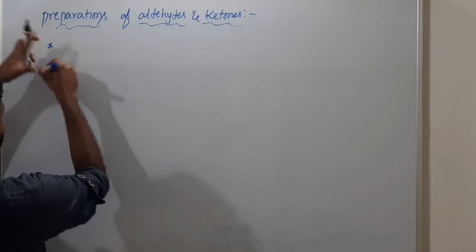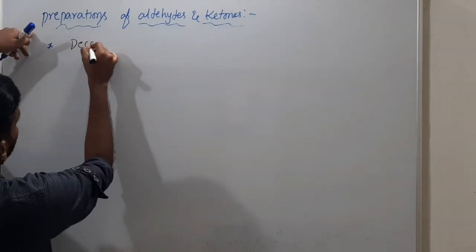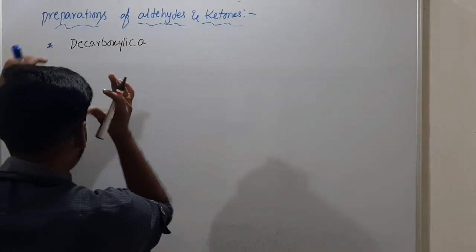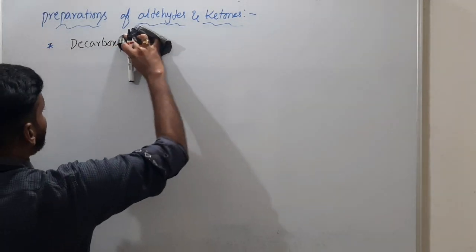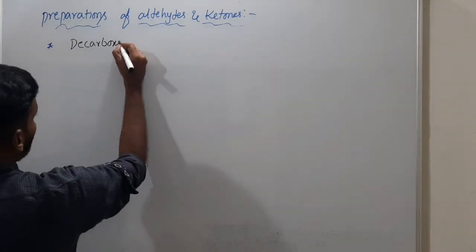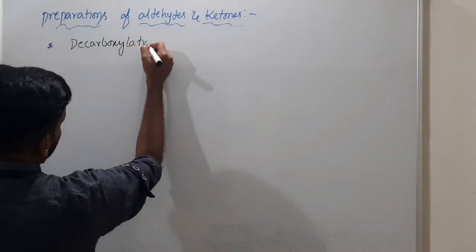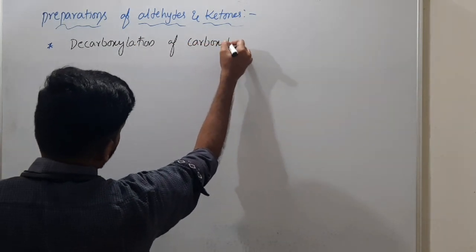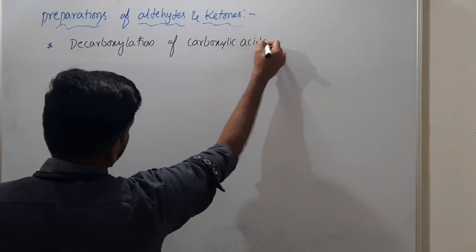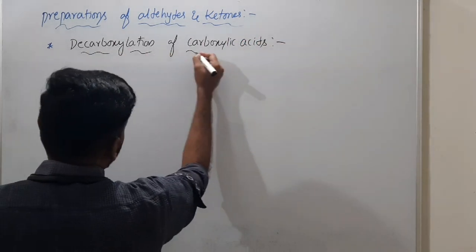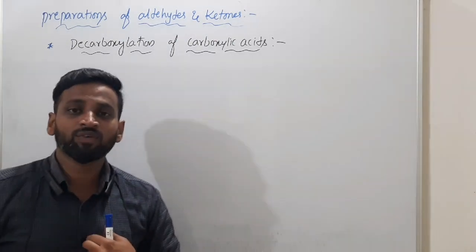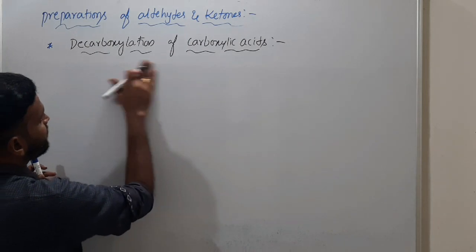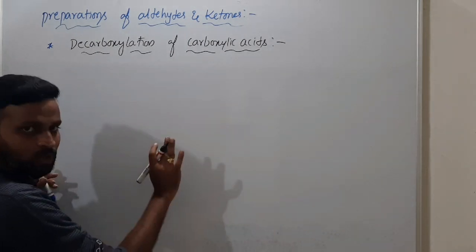What's the next? Decarboxylation of carboxylic acids. Very simple. Decarboxylation means removal of carbon dioxide. Removal of what? Carbon dioxide. That happens. So same story here also.